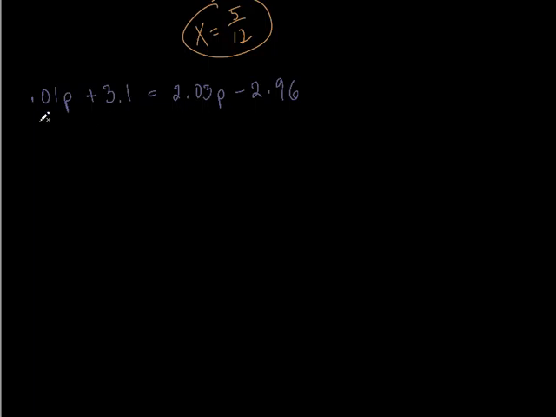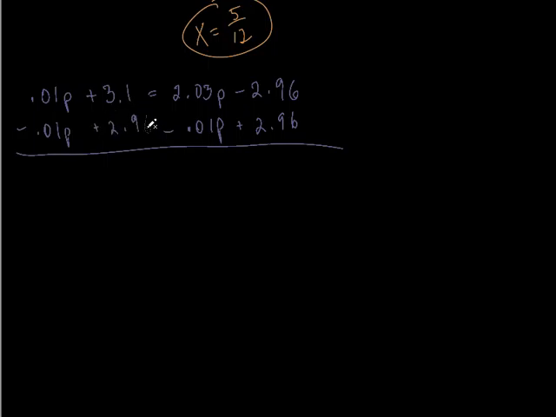All right? So I'm going to subtract 0.01p. Do the same thing over here. Subtract 0.01p. All right? In the same step, I got the p's on the right-hand side. Let's take this minus 2.96 and move it over here to the right-hand side. I would do that by adding 2.96 and then add 2.96 to this.